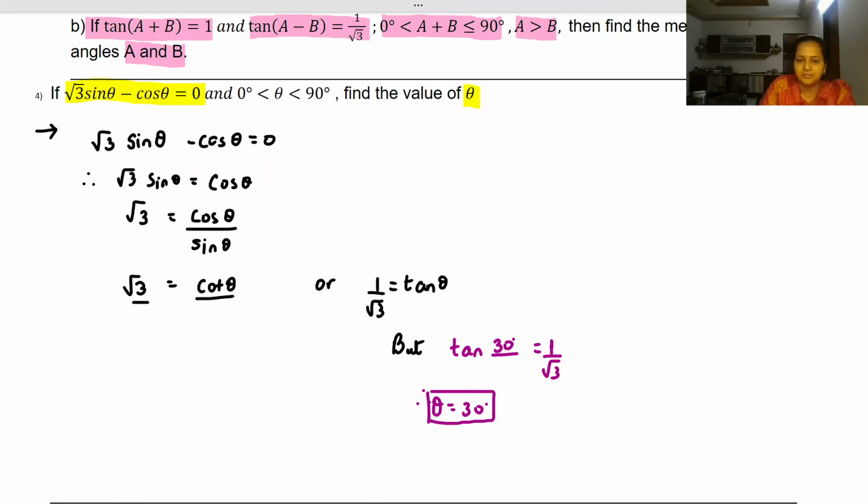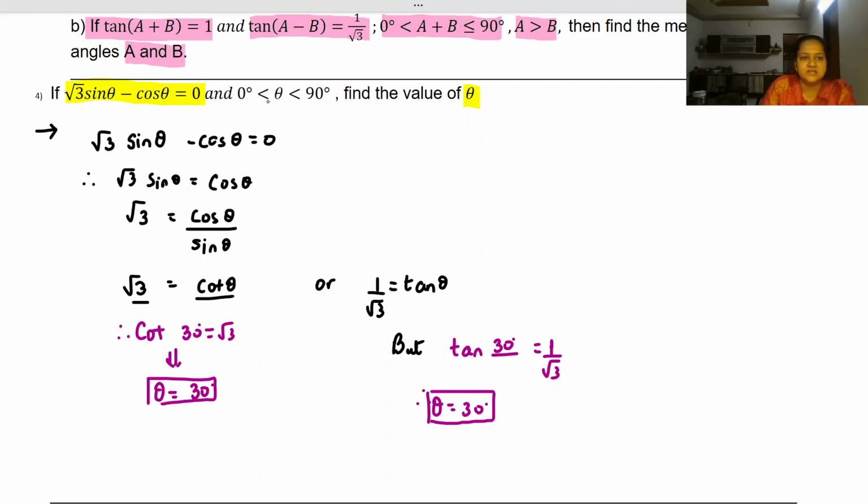If you remember your trigonometric values well enough, and if you're very confident, you can go ahead and say on comparing, we get cot 30 is root 3. And then directly from here we can say that theta is 30. Both ways you can do it.